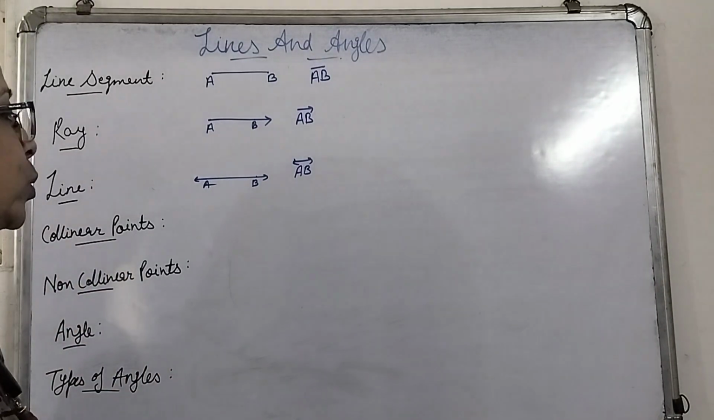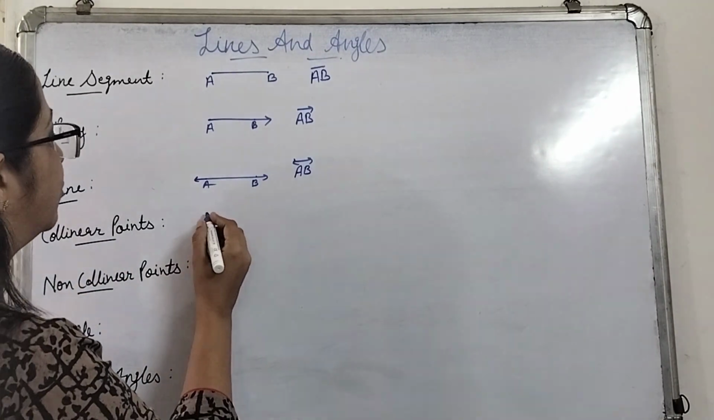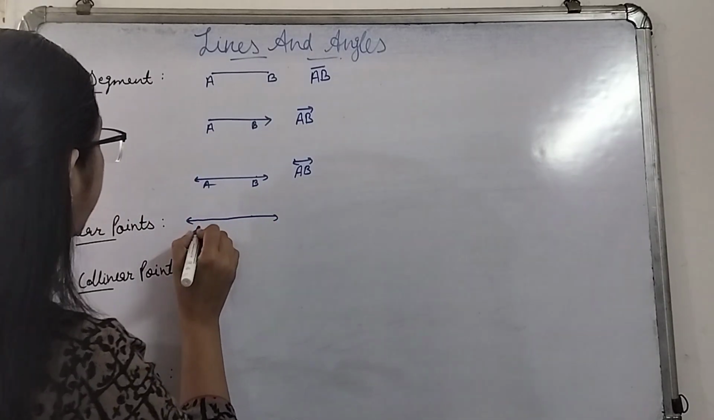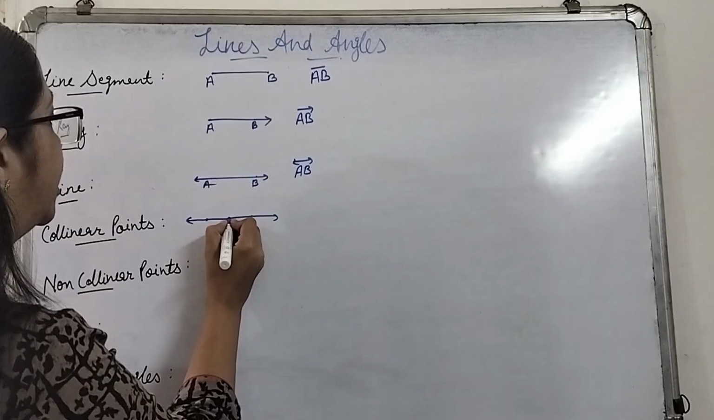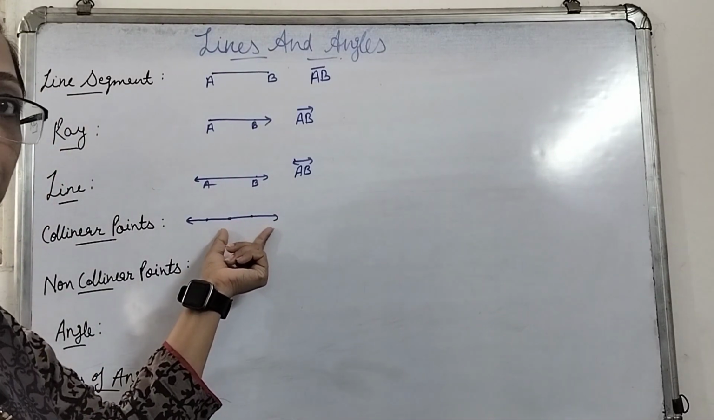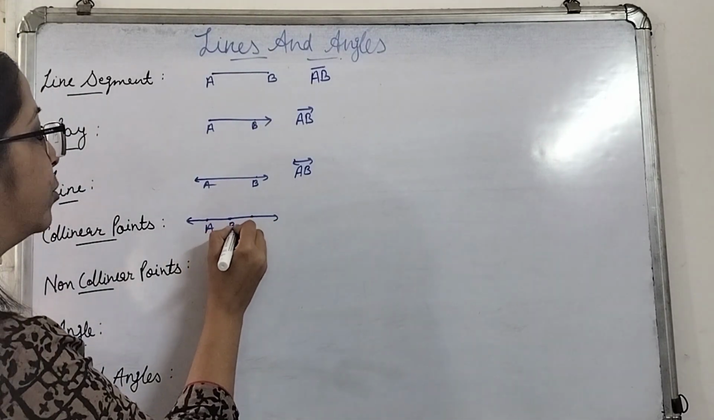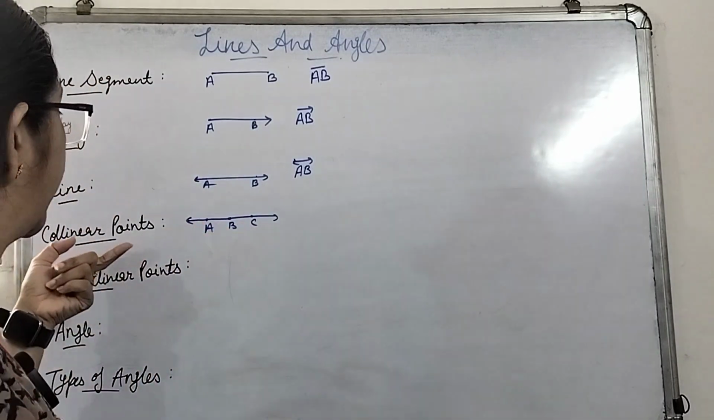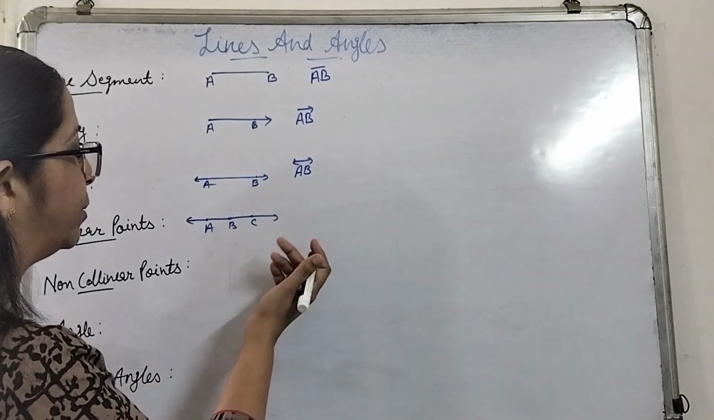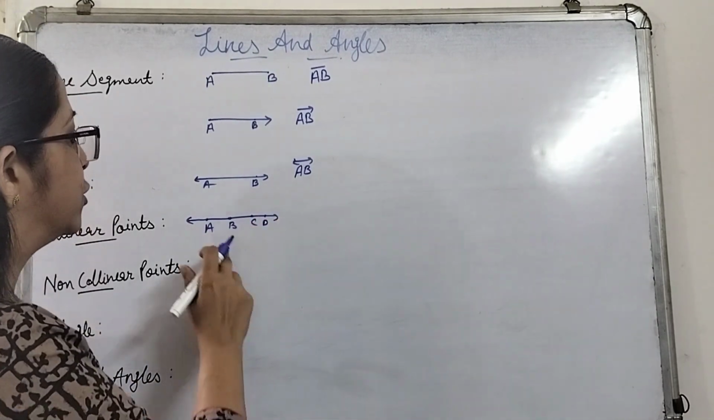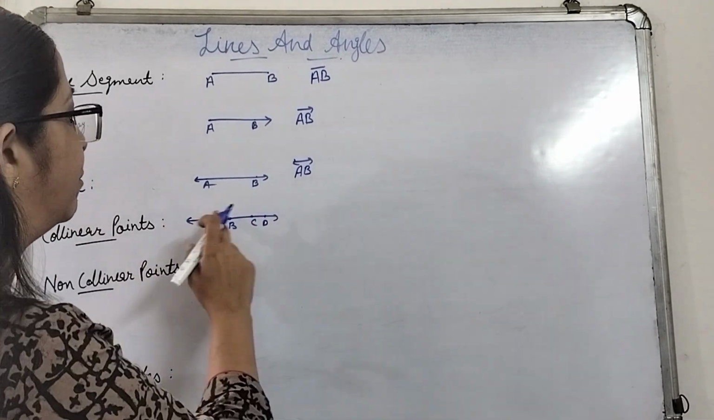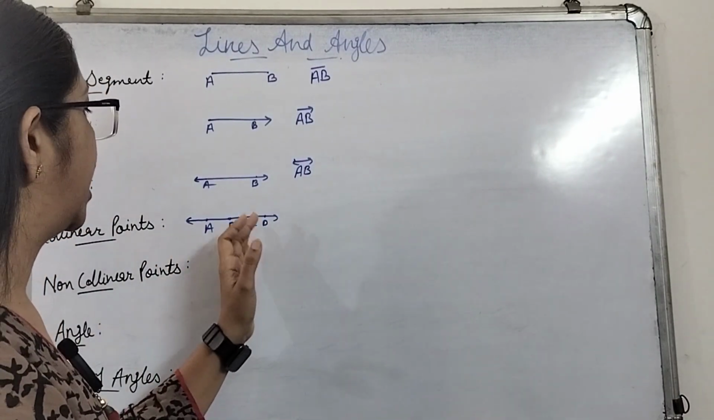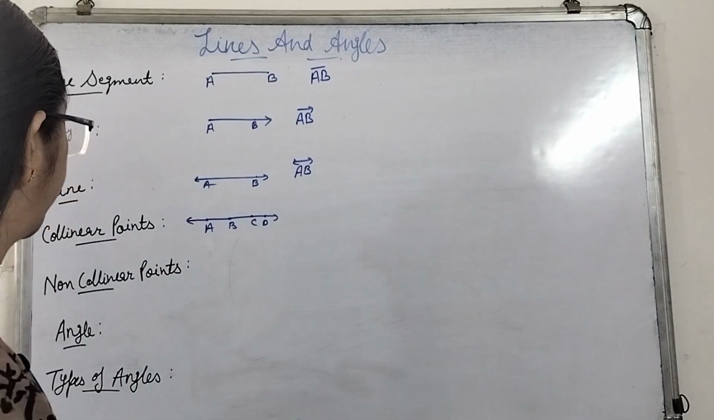Now let's come to collinear points. If there are 3 or more points through which we can pass a line, then such points are known as collinear points. A minimum of 3 points should be there. If there are 3 points or more through which a line can pass, then such points are known as collinear points. There could be more points also. Suppose this is even a point D. Through all these A, B, C, D, we can make a line which will pass through all these 4 points. Such points are known as collinear points.